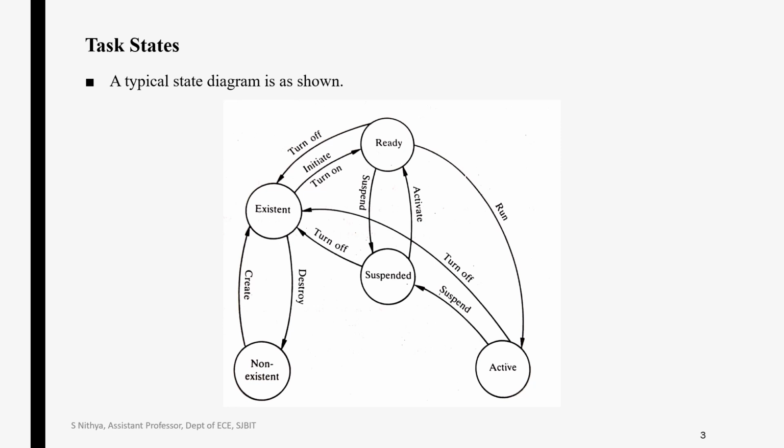From the ready state there is a possibility of going to existent, and there is a possibility of non-existent, and also a transition from non-existent to the existent state. Whenever we need to destroy an existent task, the state transitions from existent to non-existent, and from non-existent to existent whenever it is created. So this is the state transition diagram.